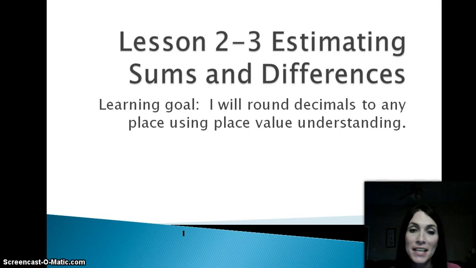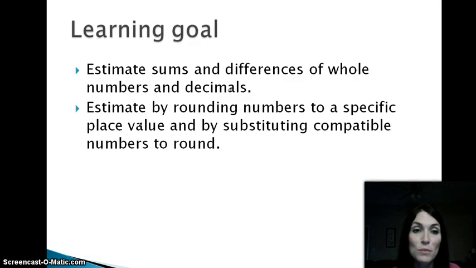Our learning goal for tonight will be to round decimals to any place using place value understanding. Make sure you write the lesson title and all of the learning goals in your math journal. Please pause as you need to have time to do this. Our other learning goals will be to estimate sums and differences of whole numbers and decimals. We will also be estimating by rounding numbers to a specific place value, and we'll be substituting compatible numbers to round, and this will be a new strategy that we'll learn tonight.